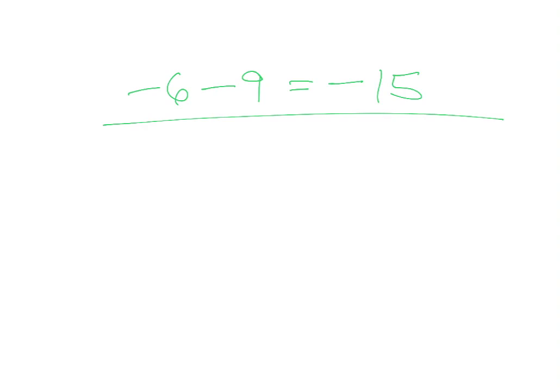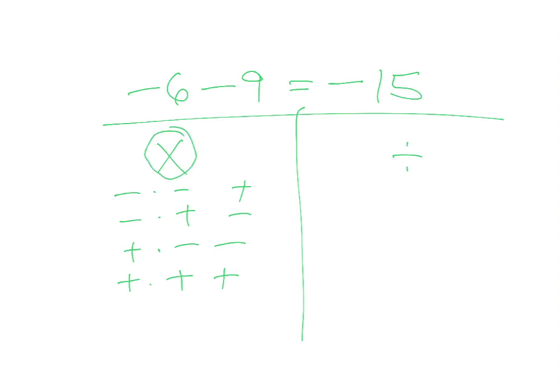Let's look at two different things about integers: multiplication and division. Remember the rules that I mentioned earlier. A negative times a negative is a positive. A negative times a positive is a negative. A positive times a negative is a negative. And a positive times a positive is a positive. So for the rules that I've given you for multiplication, those rules will also work for division.